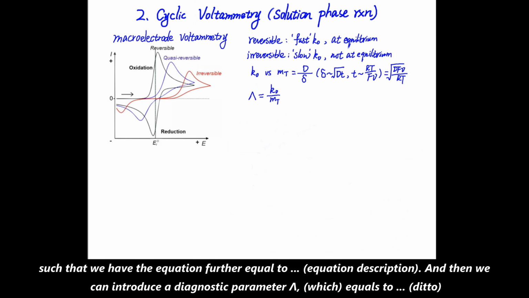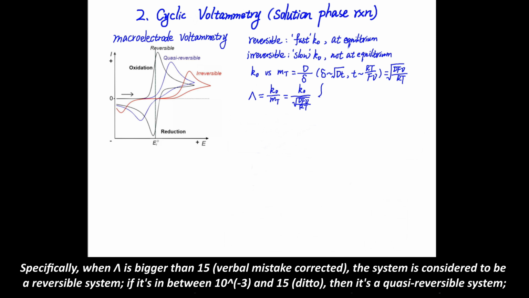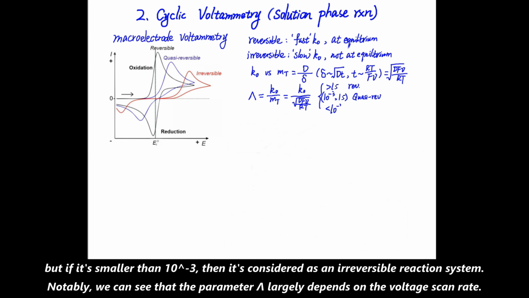And then we can introduce a diagnostic parameter lambda, equal to k0 divided by mt, which is simply the combination of the equations. Specifically, when lambda is bigger than 10, the system is considered a reversible system. If it's between 10 to the power of minus 3 and 10, then it's a quasi-reversible system. But if it's smaller than 10 to the minus 3, then it's considered an irreversible reaction system. And notably, we can see the parameter lambda largely depends on the voltage scan rate.